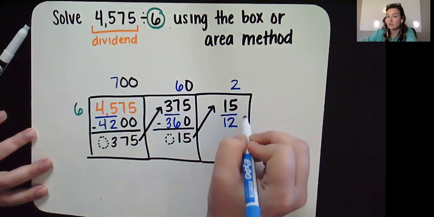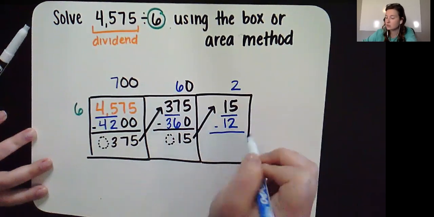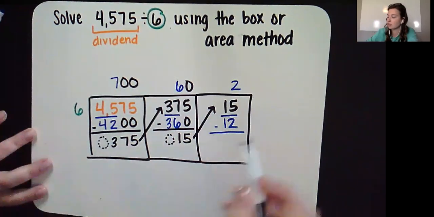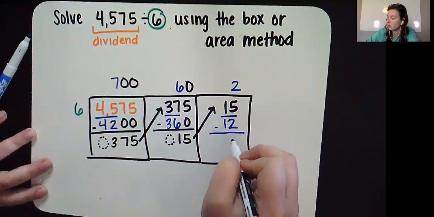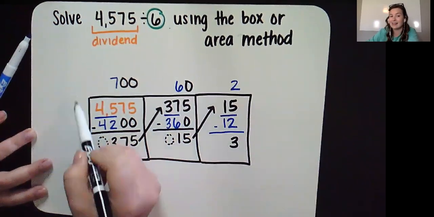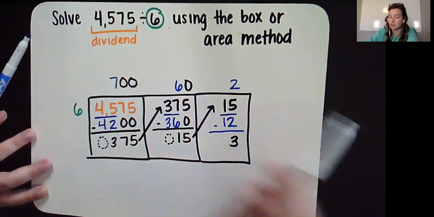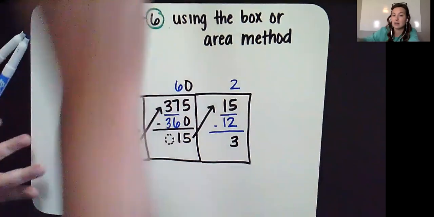There's nobody left over here for me to line zeros up with, so I don't need to worry about that. So I can go ahead and do my subtraction problem. 15 minus 12 leaves me with 3. Now, 3 is less than 6, so rather than moving 3 to another box over here, I know that that is my remainder.